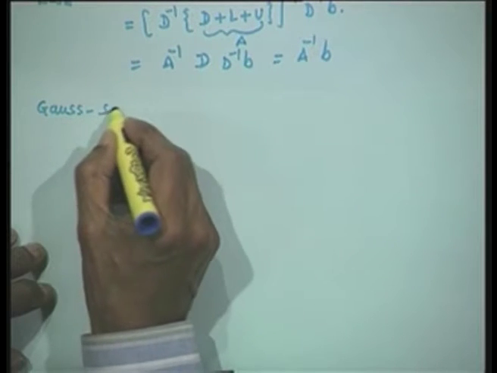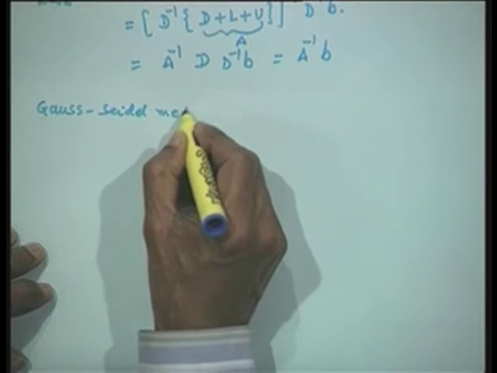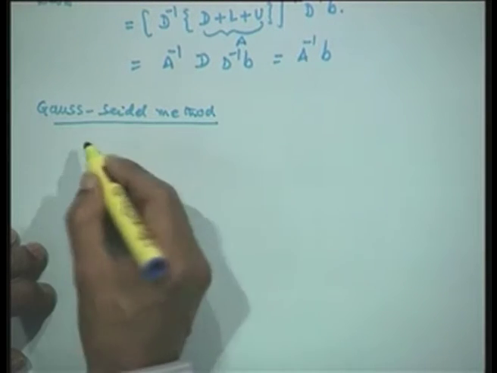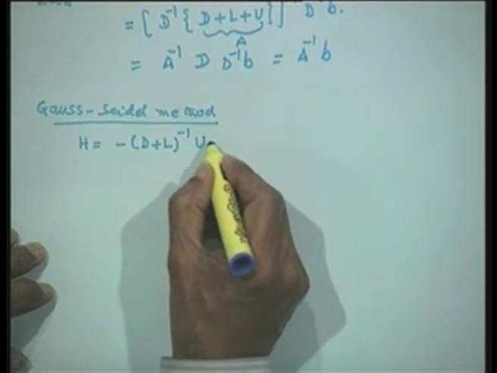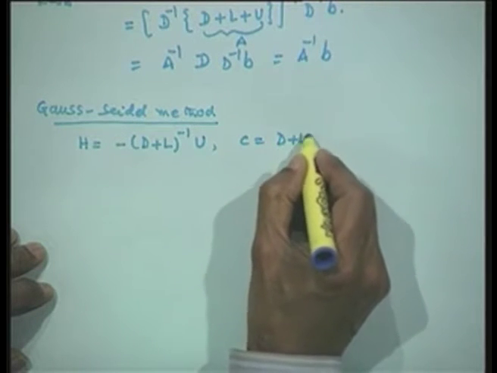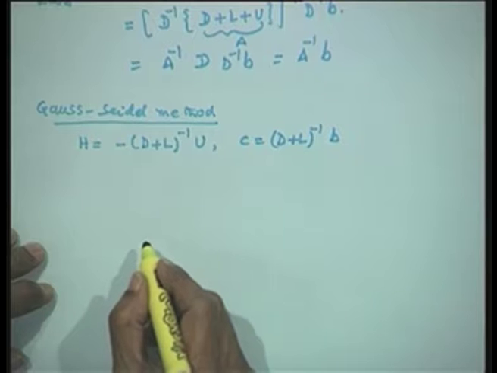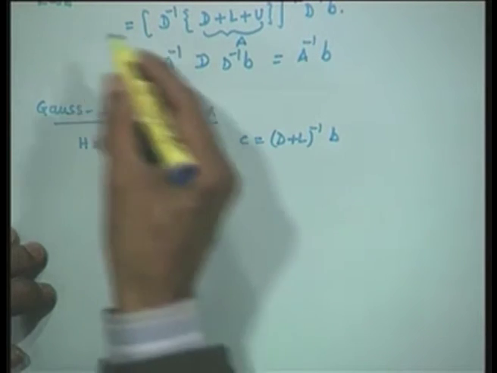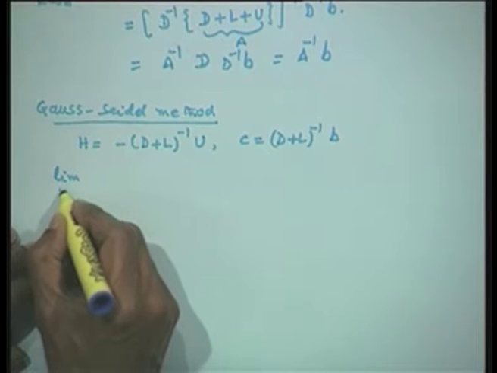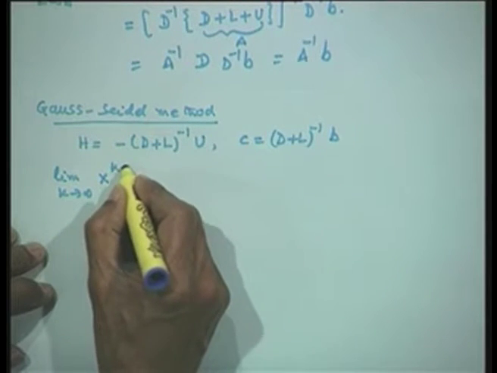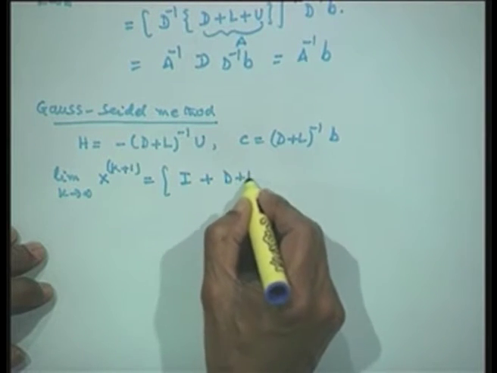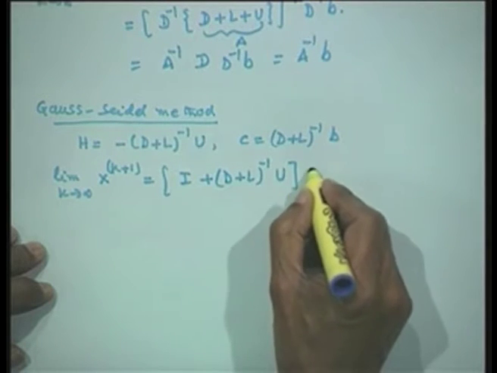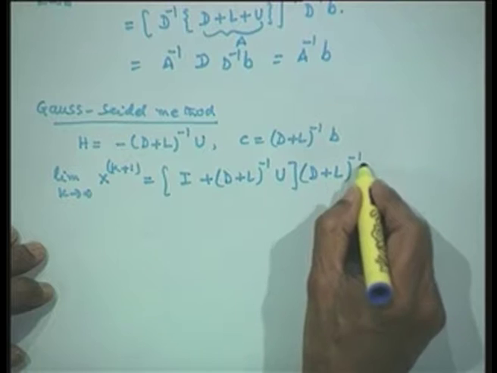Now, let us also see what would happen to Gauss-Seidel. Now, in the case of the Gauss-Seidel method, we have H is minus of d plus L inverse of u, and C was d plus L inverse of B. Therefore, let us repeat what we have done there, limit of k tending to infinity x k plus 1 is I minus H, that is I plus d plus L inverse of u, d plus L inverse of B.